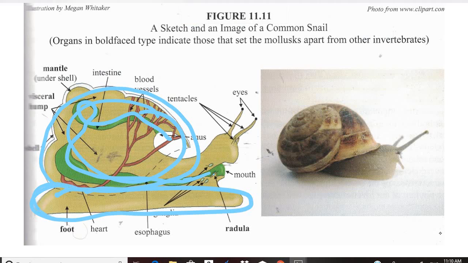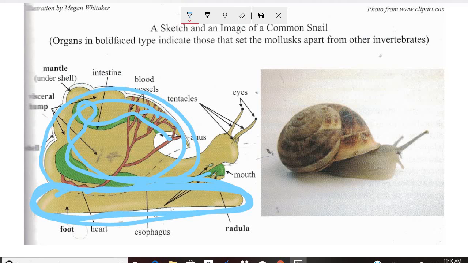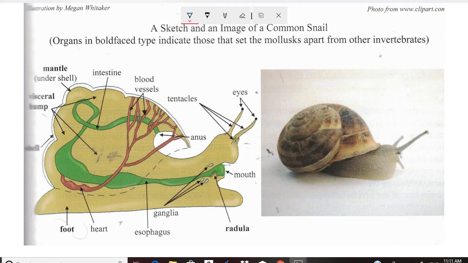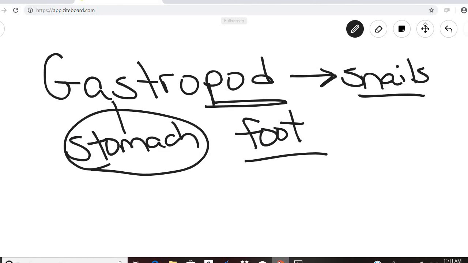Stomach, foot. So this foot is a large piece of muscle that they use to move along the ground after laying down a layer of slime. Okay, so I know that's a lot that we covered, but that's going to be it for Module 11, the first module that deals with the invertebrates.